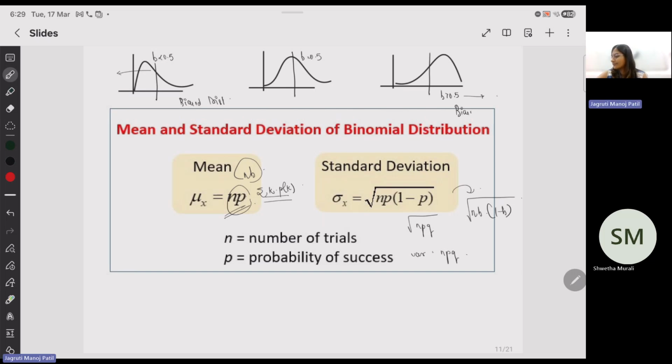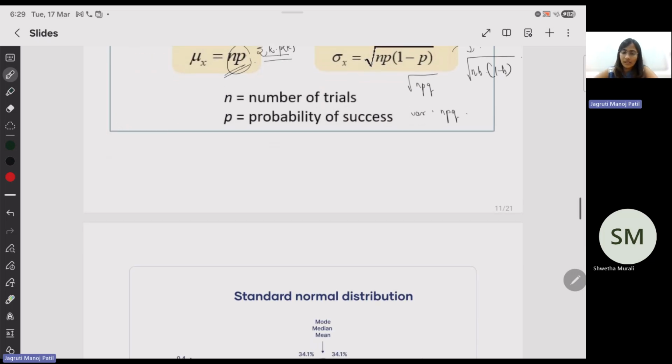This one is your standard binomial unbiased distribution. Okay, let me know if you have any questions at any point.